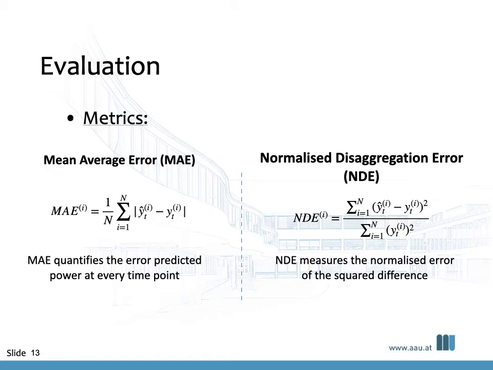We employed two metrics to measure how well the disaggregated data resembles the actual power consumption. The first one is the mean absolute error that quantifies the error predicted at every time point. And the second one is the normalized disaggregation error, which measures the normalized error of the squared difference.